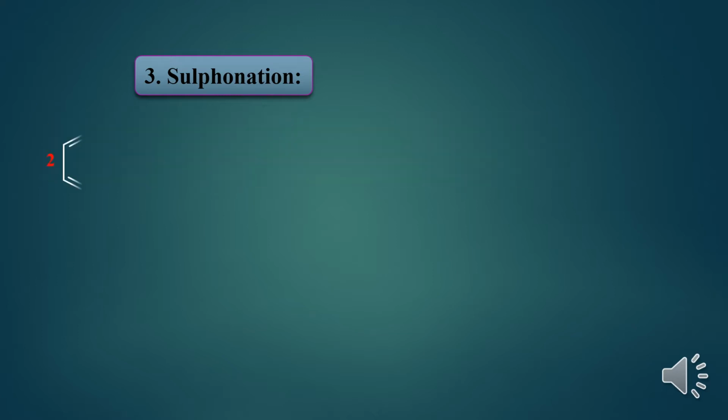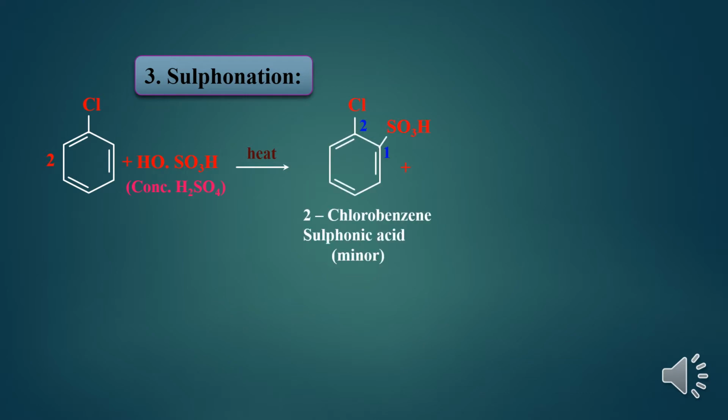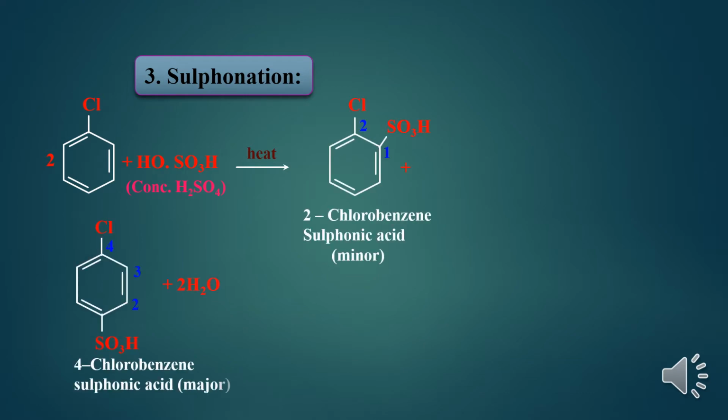So see the reaction. Chlorobenzene reacted with concentrated sulfuric acid. For understanding purpose, it is written as HOSO3H. So here SO3H is an electrophile. So that SO3H will be attached to chlorobenzene in the para and ortho position. So that is nothing but 2-chlorobenzene sulfonic acid and one more product is 4-chlorobenzene sulfonic acid. So always the para product is a major product, then ortho product is a minor product.